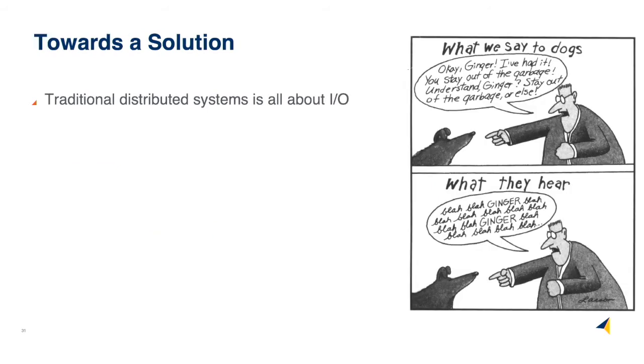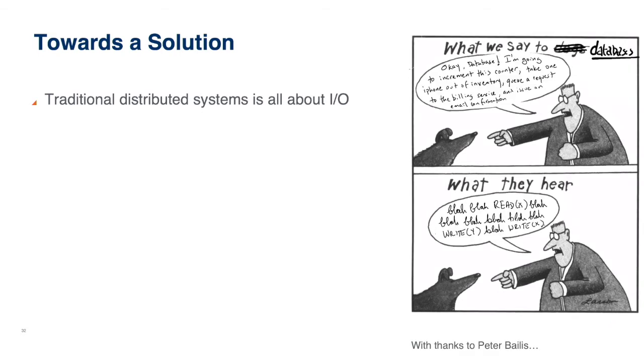So to get towards a solution, the key problem at some level is that the interface, the API to distributed computing, has always been super low level. It's been reads and writes, right? And so there's this famous Far Side: what we say to dogs, "Ginger, I've had it, stay out of the garbage. You understand, Ginger, stay out of the garbage or else." And Ginger hears "blah, blah, Ginger, blah, blah, blah, Ginger, blah, blah," right? So this is, with credit to my student Peter Bailis, what we do with databases and file systems.